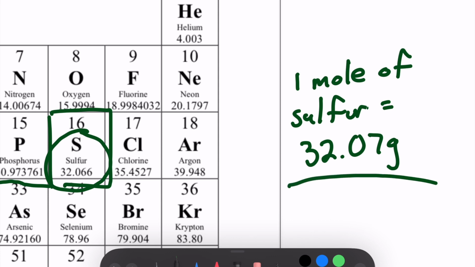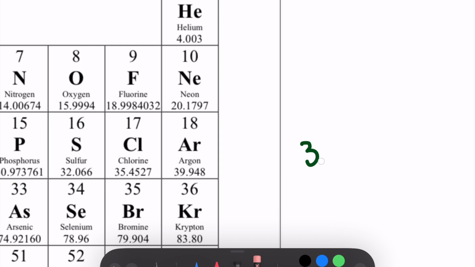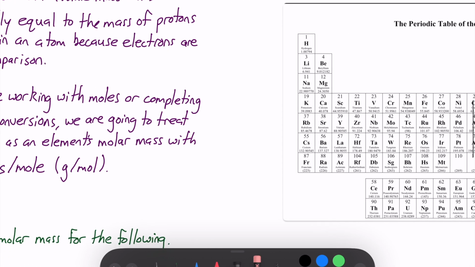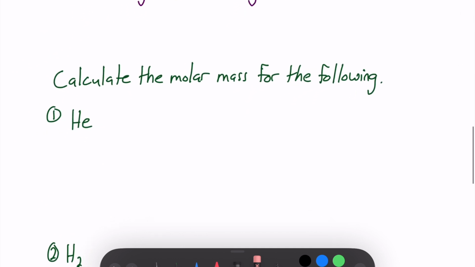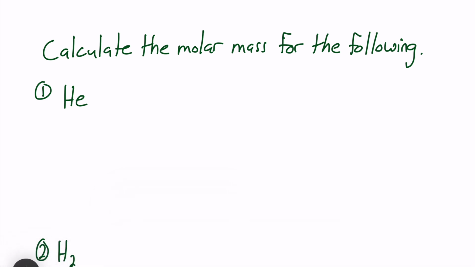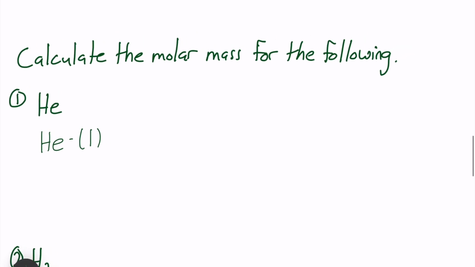All right. Okay, so let's dive into a few examples of our own here. So it says calculate the molar mass of the following. The first one we have is He, or helium. And what you're going to notice is there is only one helium atom in this question. So it's just He and He alone, 1 helium atom.